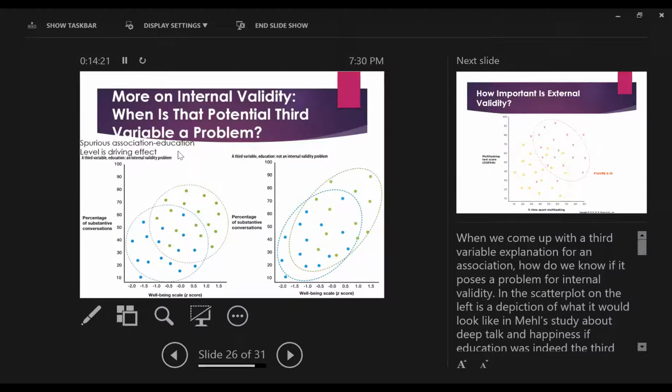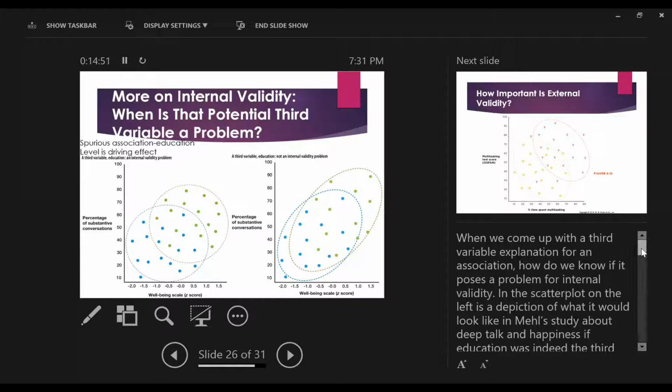So this is again, when is there a potential third variable or spurious association? We'll talk about that too. We could see here the percentage of substantive conversation with a well-being scale, and these are reported as Z-scores. So you could see here the way it's all leveled out when it comes to the third variable. So let me read this piece here.